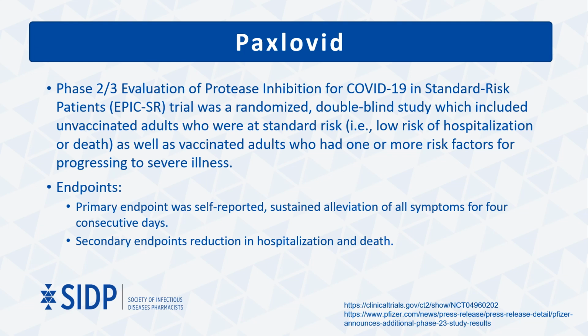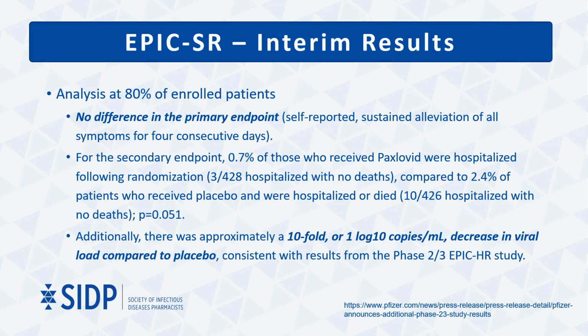So these were individuals, including unvaccinated adults, who are at standard risk or low risk of hospitalization and death, as well as vaccinated patients who had one or more risk factors for progressing to severe illness. We saw similar endpoints here for this trial. An interim analysis of the standard risk patients was performed when 80% of patients had been enrolled in the study.